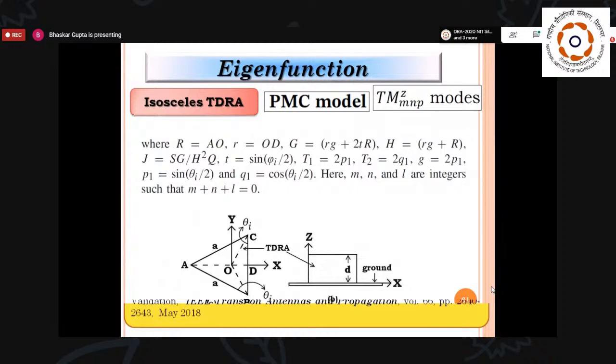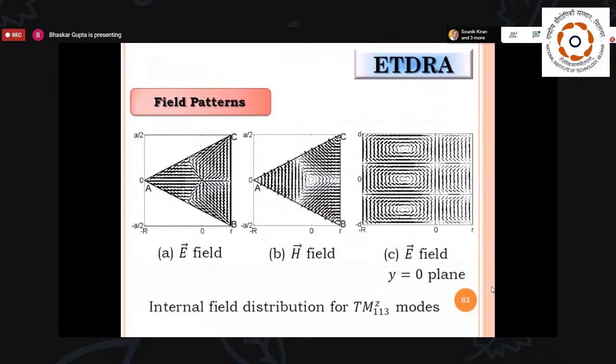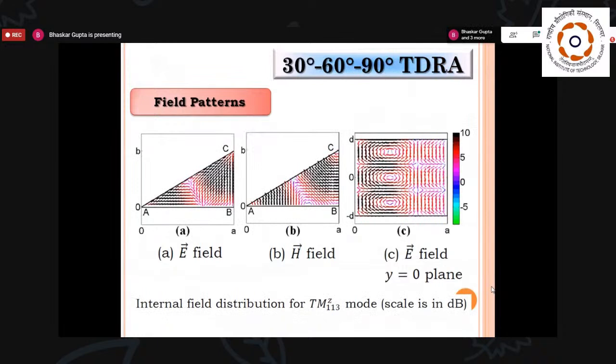I'm not reading out everything. And of course, they are available in this paper published in Transactions. So everything was computed from them as before. The internal field patterns first. These are for TM2Z113 mode, and E field, H field at different planes.